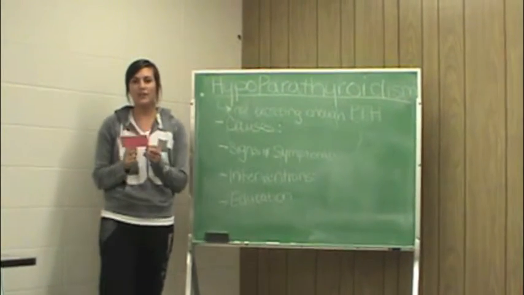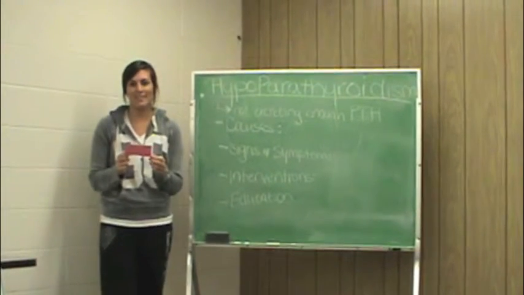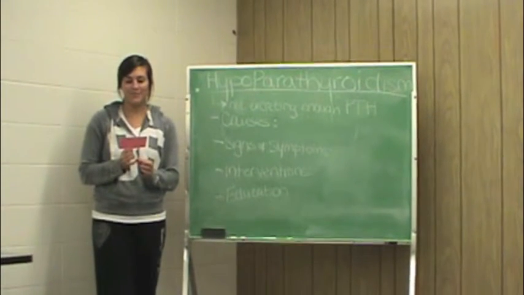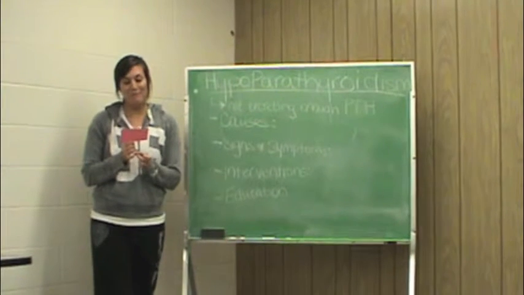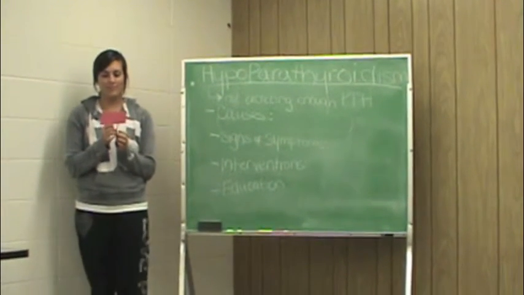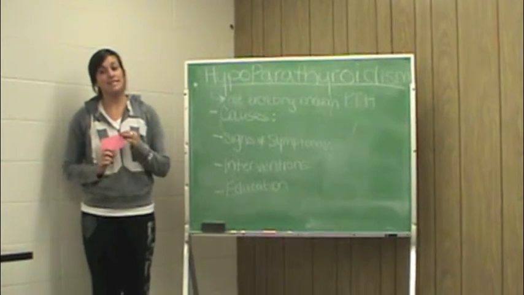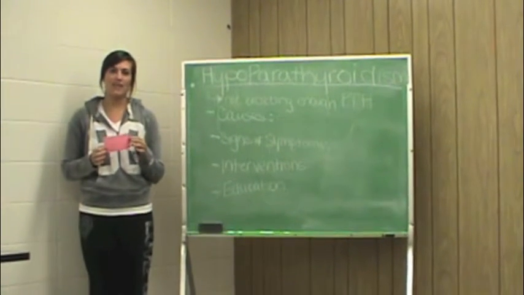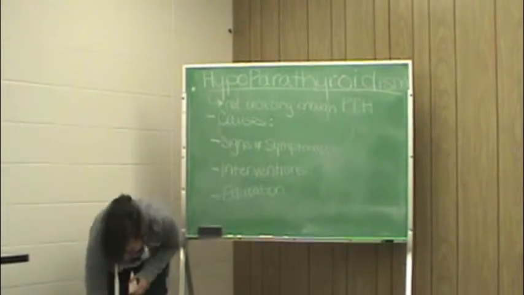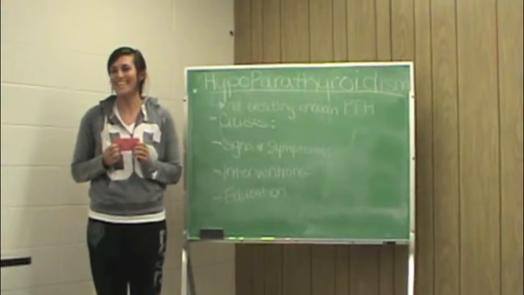Interventions. Increase serum calcium levels to 9 to 10 milligrams per deciliter. Calcium gluconate IV. Sedatives such as phenobarbital to decrease neuromuscular irritability. Quiet environment and dim lights. And your diet should be an increase in calcium and a decrease in phosphorus and vitamin D.